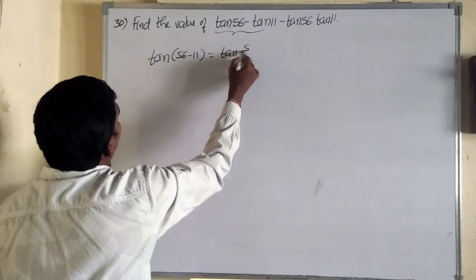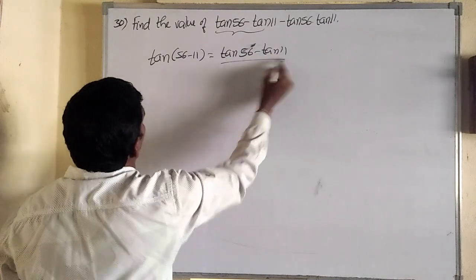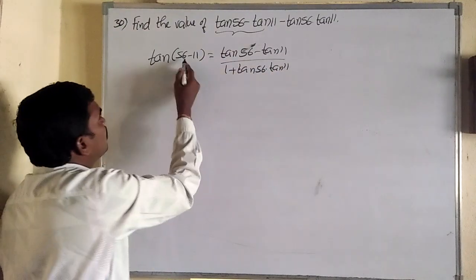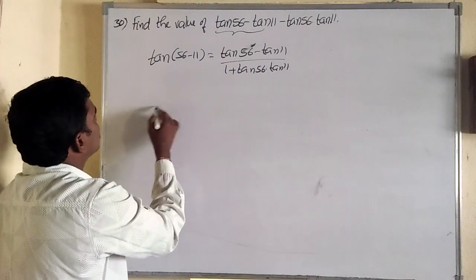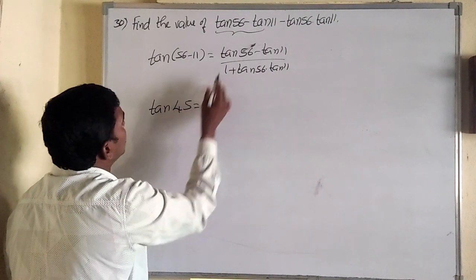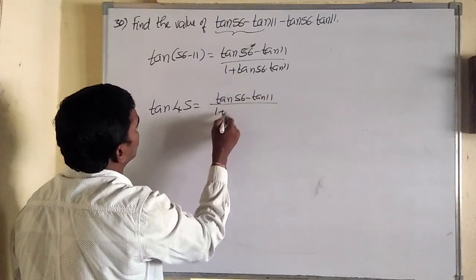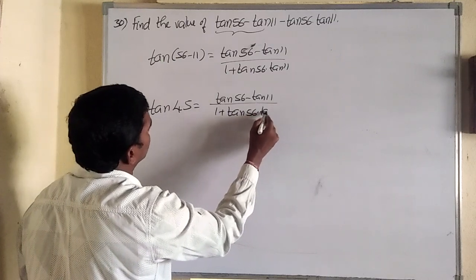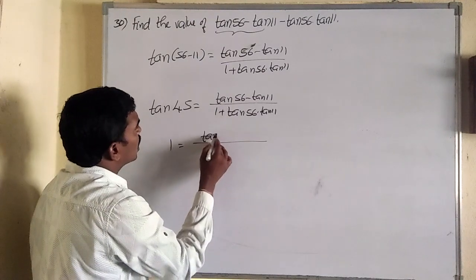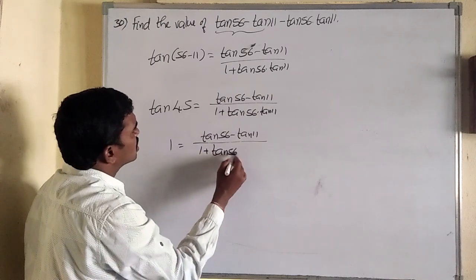That means we can write tan a minus tan b by 1 plus tan a into tan b. So here 56 minus 11 becomes what? 45. So we get tan 45. Tan 45, here no change. So tan 56 minus tan 11 by 1 plus tan 56 into tan 11. Next, tan 45 value is how much? 1. Very good. So it equals tan 56 minus tan 11 by 1 plus tan 56 into tan 11.